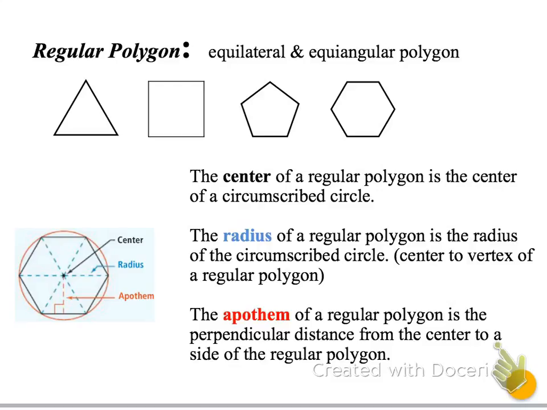So the center is going to be the center of the polygon with the circumscribed circle. The radius is going to be all of the blue dashed lines, going from the center all the way out to the outside of the circle. So, center to the outside of the circle. The apothem is going to be the perpendicular line. I'm going to say apothem for a lot of these, and it is always going to be the perpendicular line.